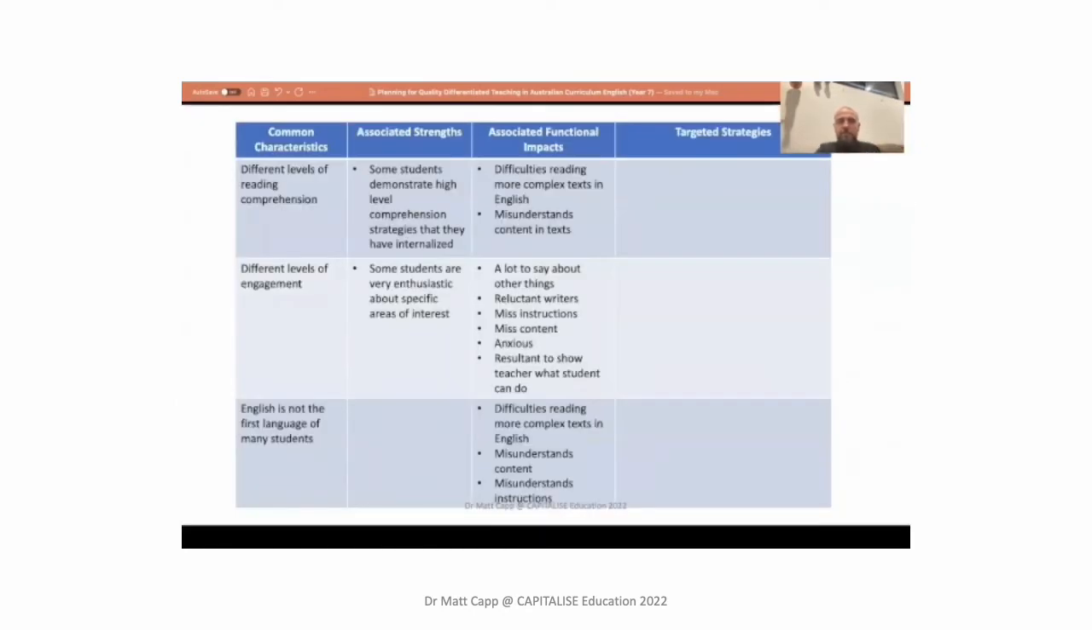So for kids with different levels of reading comprehension, some have difficulties reading more complex texts in English, and some misunderstand content in text. For those kids with different levels of engagement, some have a lot to say about other things, are reluctant writers, miss instructions, miss content, can be anxious, and can be reluctant to show teachers what the student can do.